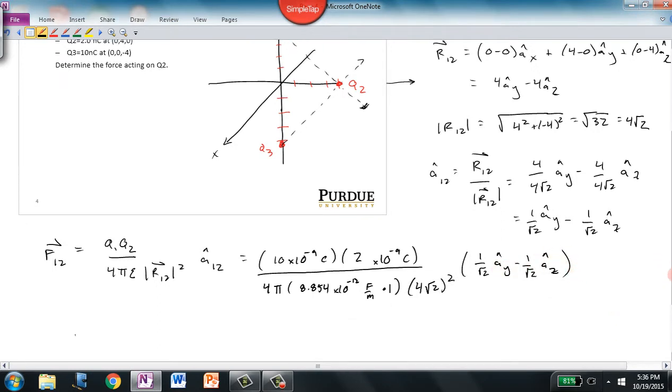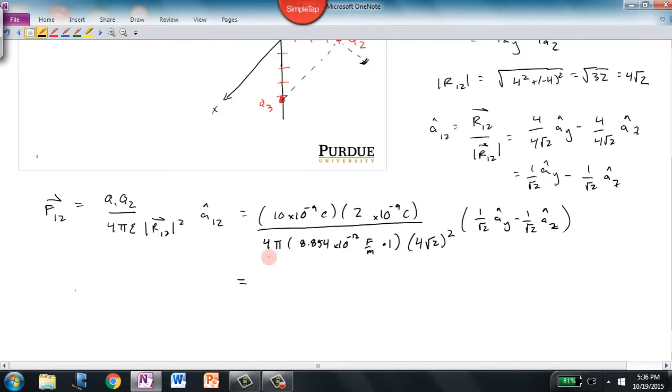If we carry out this multiplication, we're going to end up with a two-dimensional vector quantity as our solution, and that is 4 a hat y minus 4 a hat z. This is a force, and forces are measured in nano. The actual result is 4 times 10 to the minus 9th for both of those quantities, so I'm just going to put that they are in nanonewtons. So the force vector of charge 1 acting on charge 2 is 4 a hat y minus 4 a hat z nanonewtons.